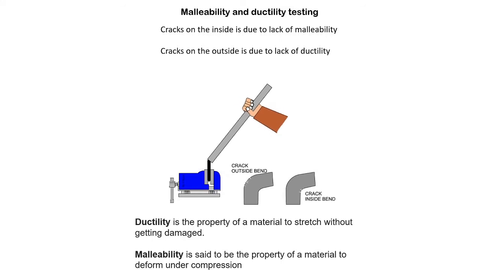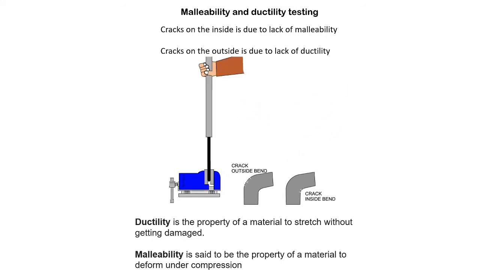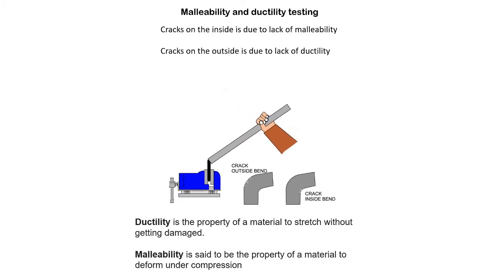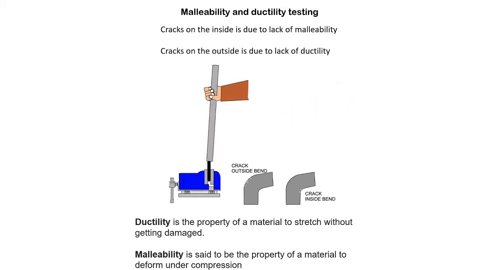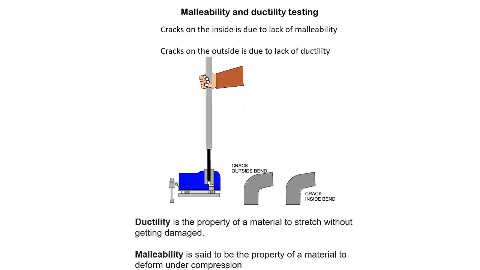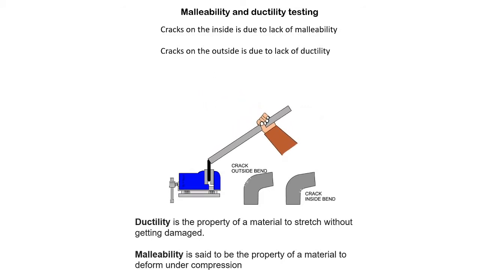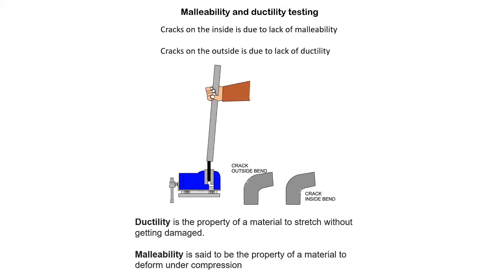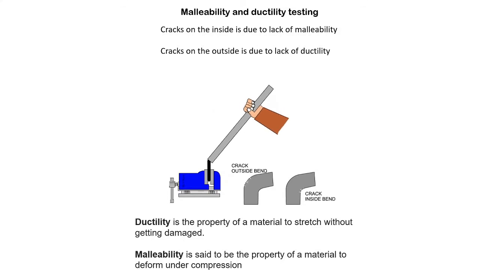The reason it's the same test for both is that cracks will appear on either the inside or the outside of the bend. If cracks appear on the inside of the bend, that means it is not malleable. That means that you cannot deform it under compression without breaking it. Whereas if cracks appear on the outside, it's due to it not being ductile, so it won't be able to be stretched. So that is why there's confusion around it sometimes. Basically, if you try and pull it down and it cracks on the outside, it isn't very easy to stretch without getting damaged. Okay.